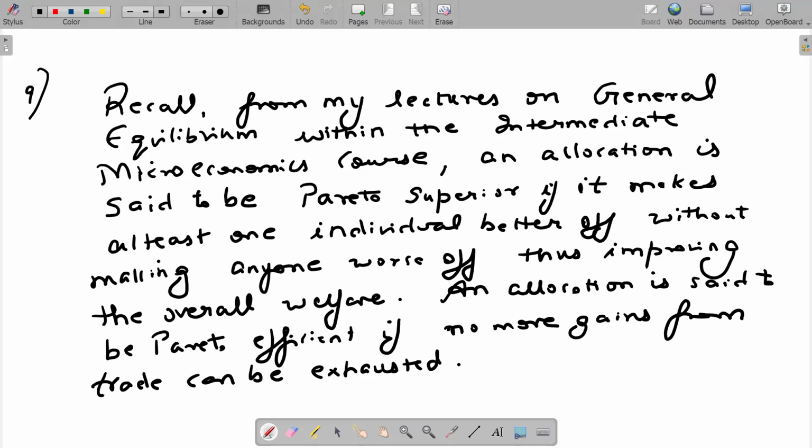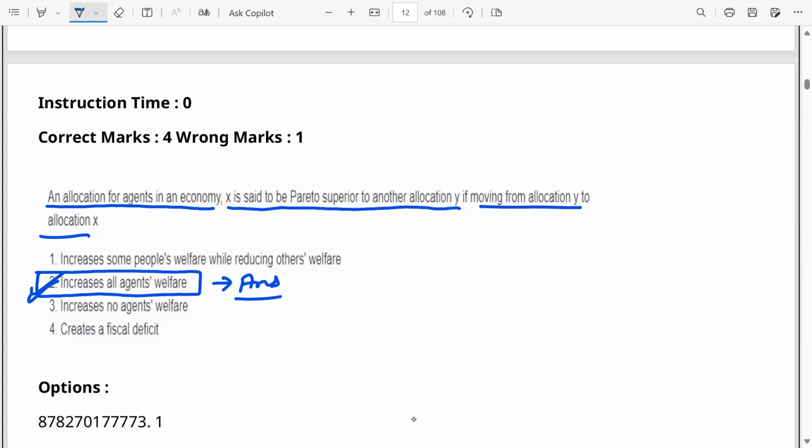So I can say that Pareto superiority is just a step towards being a Pareto efficient allocation, because when I say that allocation X is Pareto superior to Y, it means when you move from Y to X, everyone's welfare is becoming better. Or I can say at least one individual's welfare is strictly becoming better without making the other people's welfare go down. So everyone is becoming better off. That is why I say that moving from Y to X is going to increase everyone's welfare. So if I come back to the question paper, my answer is option 2. When you move from allocation Y to a Pareto superior allocation X, everyone's welfare will increase.